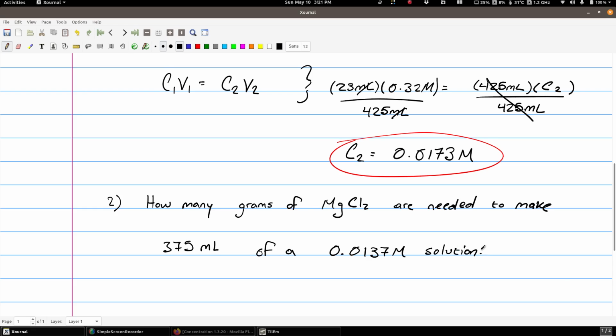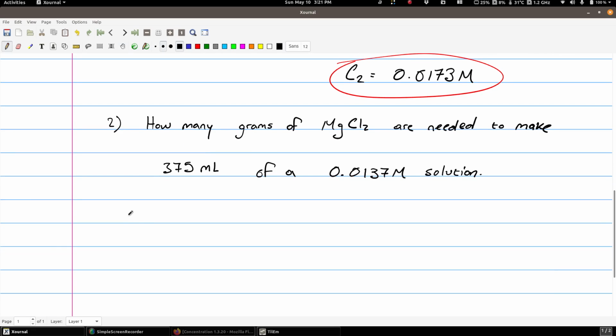Okay. So first things first, you have to remember M is equal to N over V. So that means that 0.0137 molar is equal to, oh, and this has to be in liters, my bad. So 375 milliliters is equal to 0.375 liters. So this is equal to N over 0.375.